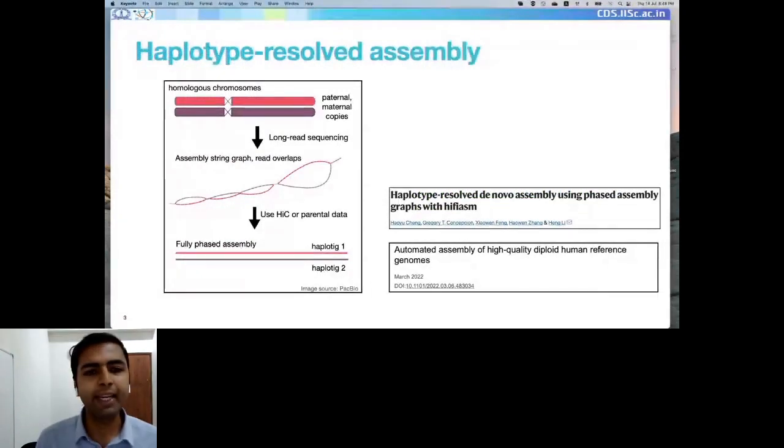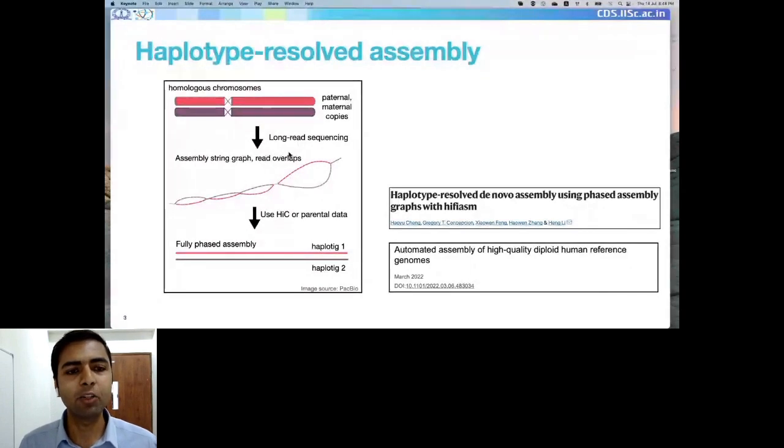So if we look at a very high level overview of the algorithms of assembly, what we are doing is long accurate sequencing of homologous chromosomes, right? And the nice thing about these accurate reads is that once we construct the assembly graph, the haplotypes appear as separate paths in these graphs. Because of the high read accuracy, we can observe alternate paths in these string graphs, and using more data such as Hi-C or parental data, we can get fully phased assembly as output.